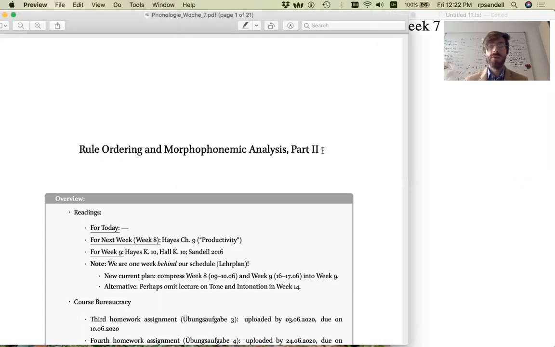Today we're going to go into the second part of our discussion of rule ordering and look more deeply at some examples of so-called morphophonemic analysis, where our goal is essentially to construct a fairly extensive analysis of the alternations in the forms of stems and affixes that we encounter in words and how rules need to be ordered in those cases.